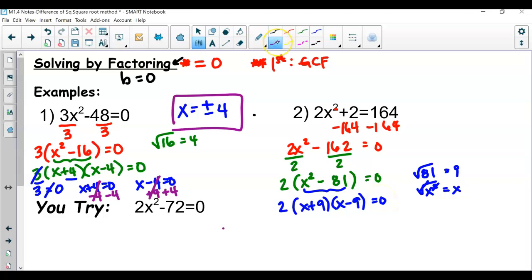And then I solve for x. Notice how, again, we just have 2. Will 2 ever equal 0? No. So 2 is not a solution because it just cancels out, right? 2 is never equal to 0. But we are left with x plus 9 is equal to 0, and x minus 9 is equal to 0. So notice how from our two equations here when solving for x, x is equal to positive and negative 9.